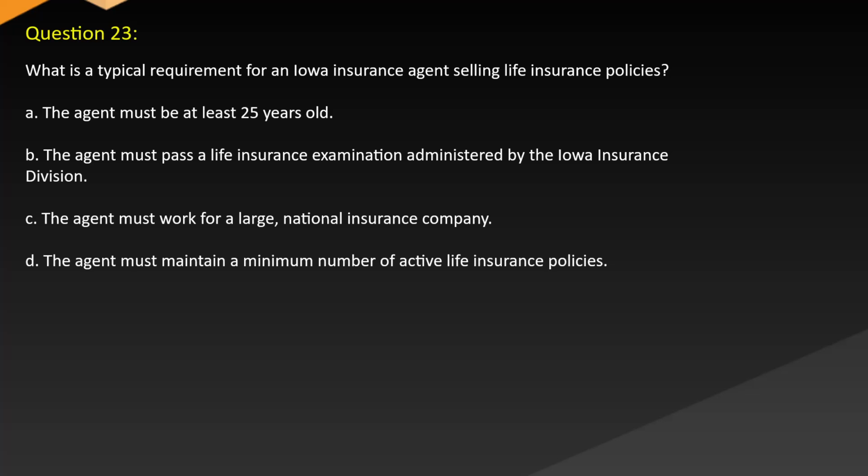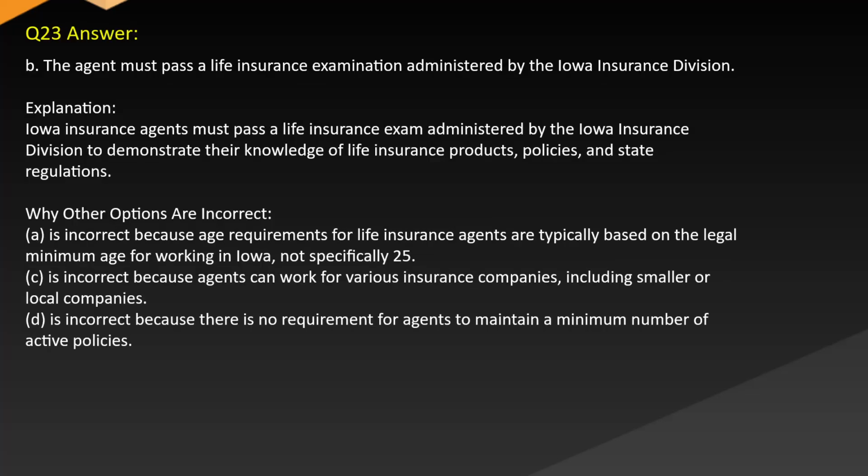Question 23. What is a typical requirement for an Iowa insurance agent selling life insurance policies? A. The agent must be at least 25 years old. B. The agent must pass a life insurance examination administered by the Iowa Insurance Division. C. The agent must work for a large national insurance company. D. The agent must maintain a minimum number of active life insurance policies. Answer. B. The agent must pass a life insurance examination administered by the Iowa Insurance Division.